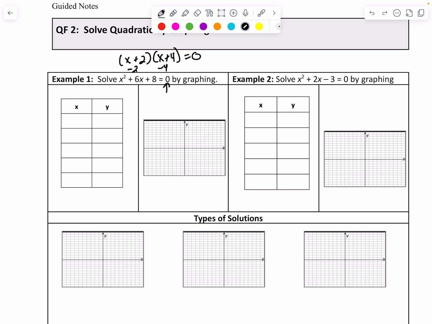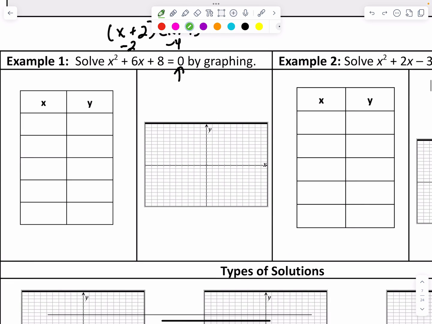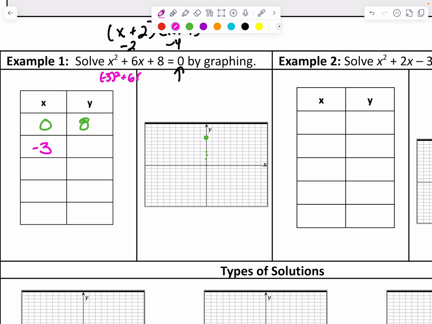So I have this table here. I know my y-intercept is at 8. I'm going to zoom in because this graph is pretty tiny. Okay, so there's my y-intercept, so I have this point here. I'm going to do my vertex, so negative b over 2 times a would give me a negative 3. If I plug that in, that would give me 9 minus 18 is negative 9, plus 8 is negative 1. So my vertex is at negative 3, negative 1.